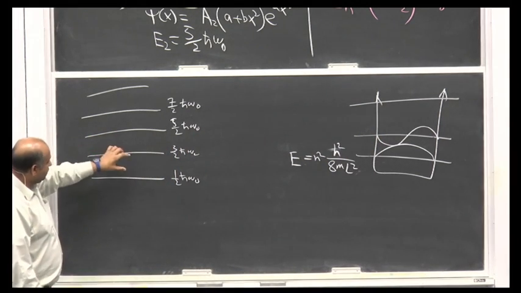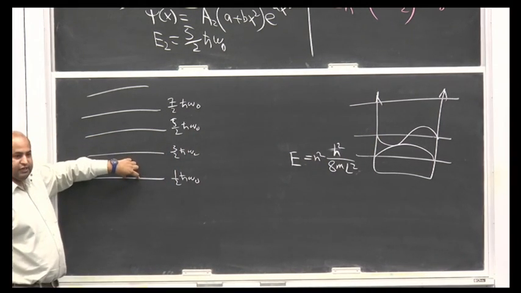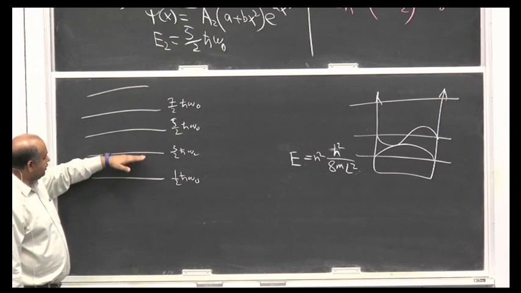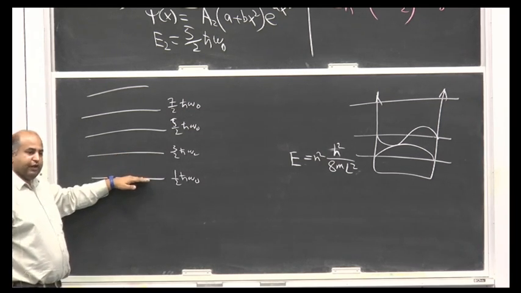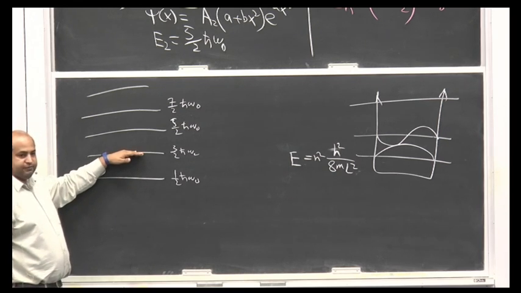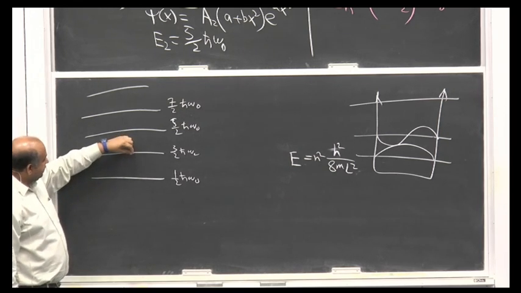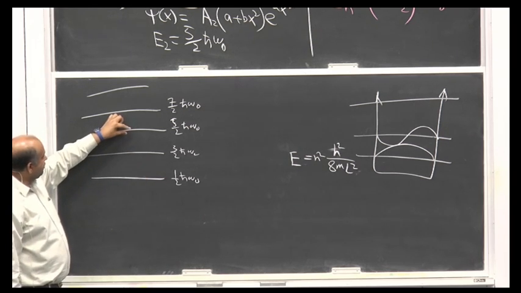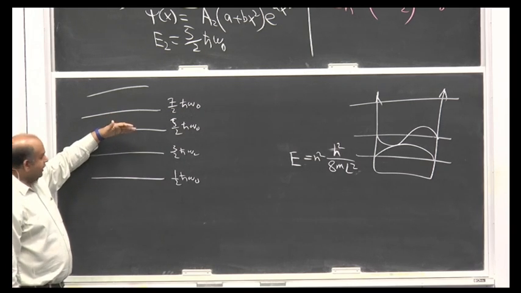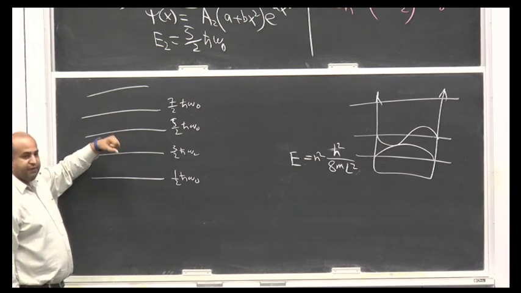If a molecule is oscillating in ground state with this energy and you want to take it from here to here, you have to supply a photon with this energy, and the molecule goes from here to here. And if the molecule is here, it can radiate that photon and come back here. Similarly, if a molecule is in this state, it can go here by absorbing a photon, and it can go from here to here by emitting a photon.